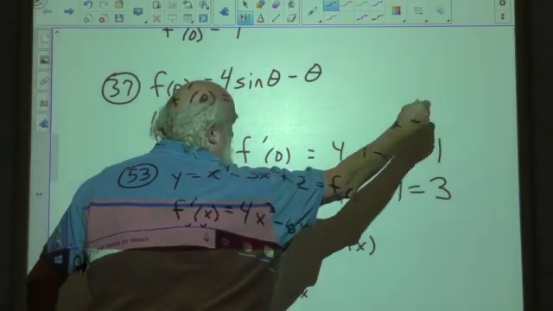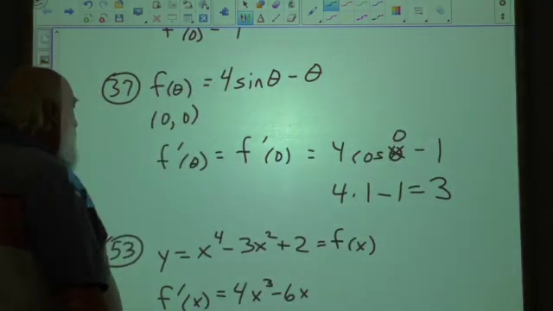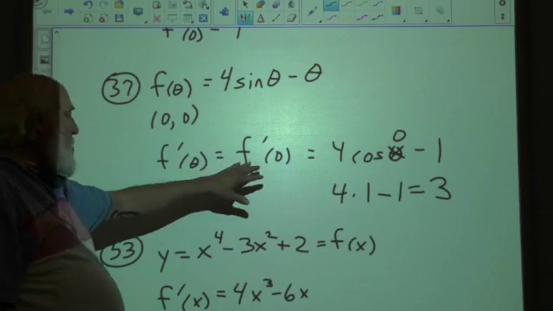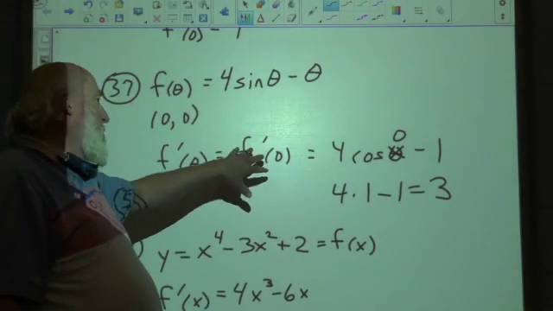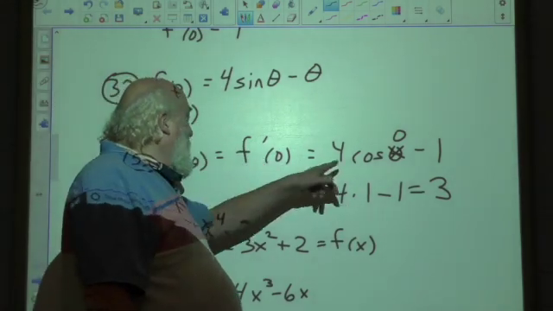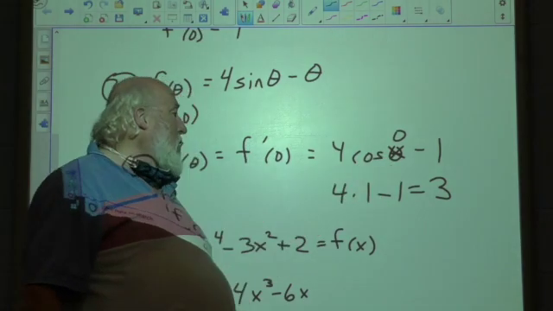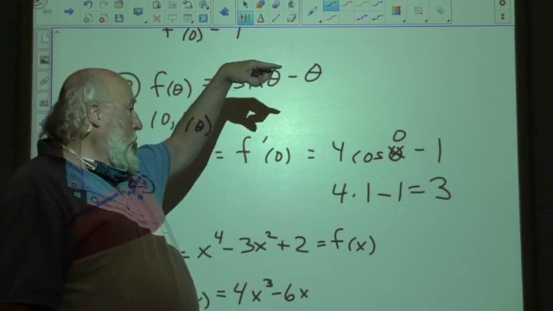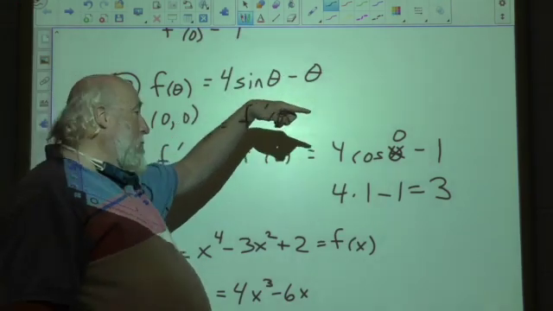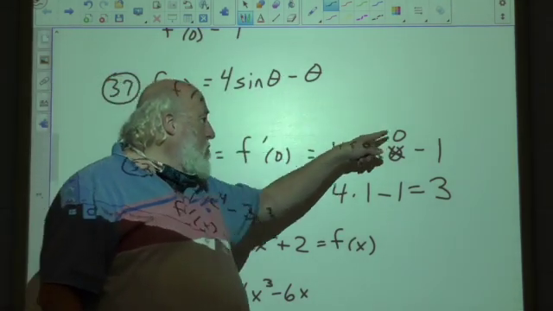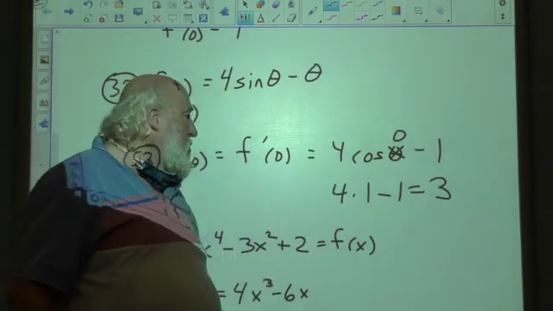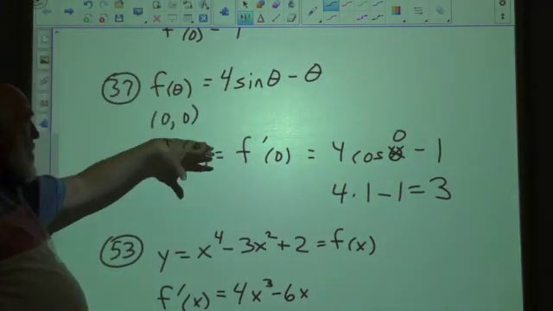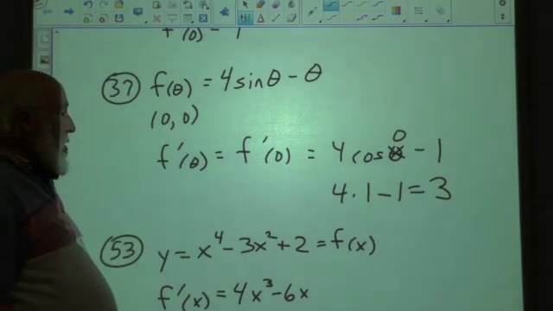So this is going to be 1 times 1, which is 1. And since we're looking at the derivative at 0, the cosine of 0 is 1, because it starts on top and then goes down. But 0 is at its maximum amplitude of 1. So 4 times 1 minus 1 gives us 3. So the slope of this equation at the origin is going to be 3.